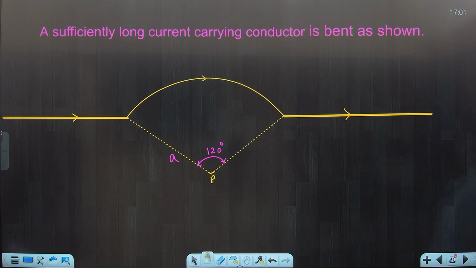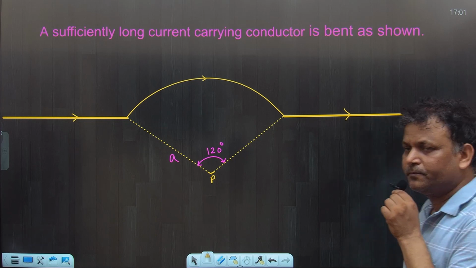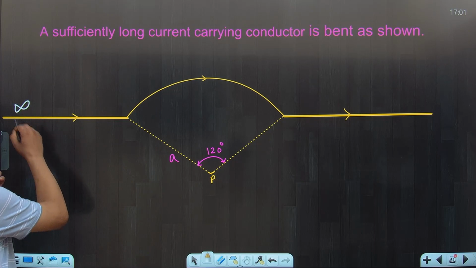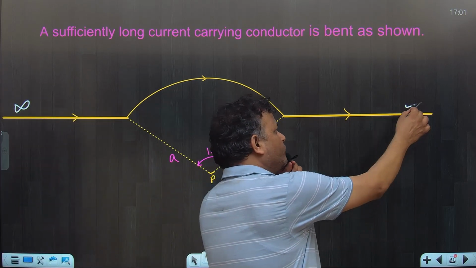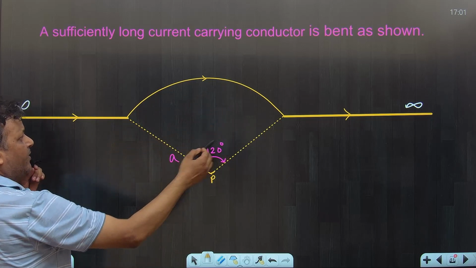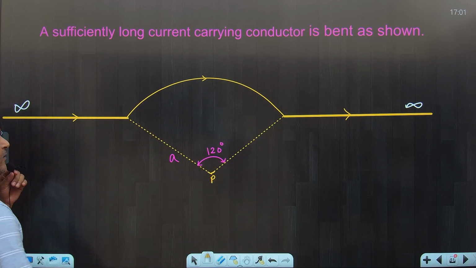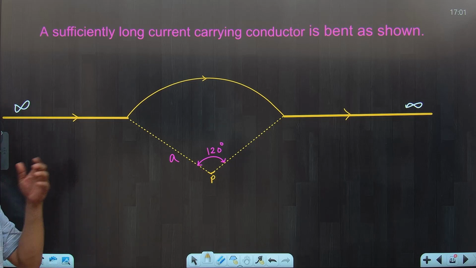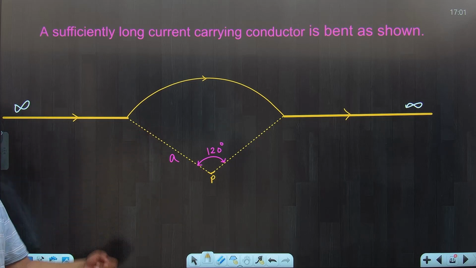Now we should come to this question. A sufficiently long current carrying conductor is bent as shown. Sufficiently long means this end is coming from infinity and this end is going to infinity. Midway somewhere it is bent in the form of an arc which is subtending angle 120 degree at point P. Radius of this arc is A. You have to find magnetic field at this point P.